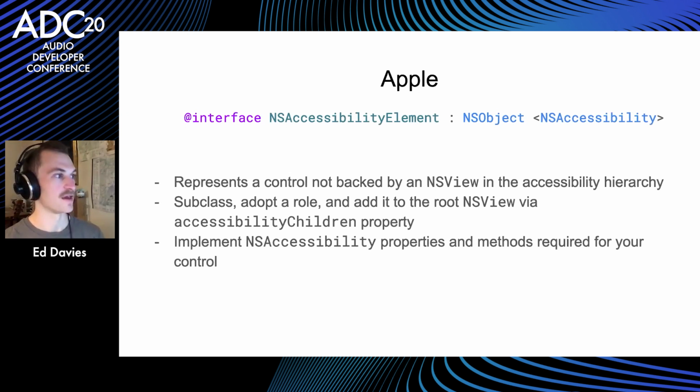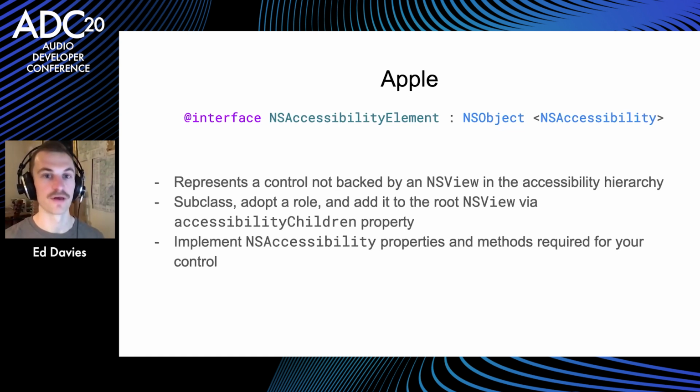So this is the declaration for NSAccessibilityElement. It's an interface, not a protocol, so it's an actual class that we can subclass. And it manages the basic infrastructure that's required to interact with an accessibility client. So it's going to represent any control that isn't backed by an NSView in the accessibility hierarchy. So in order to have one of these, we need to subclass it, we need to adopt a role, and then we just need to add it to the root NSView via the NSView's accessibility children property, so it's correctly represented in the hierarchy.